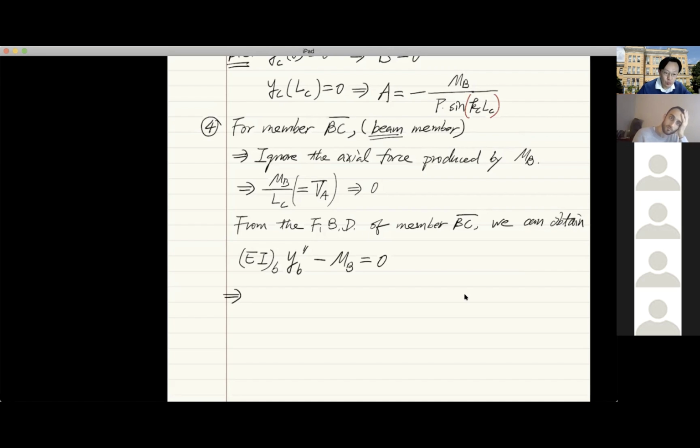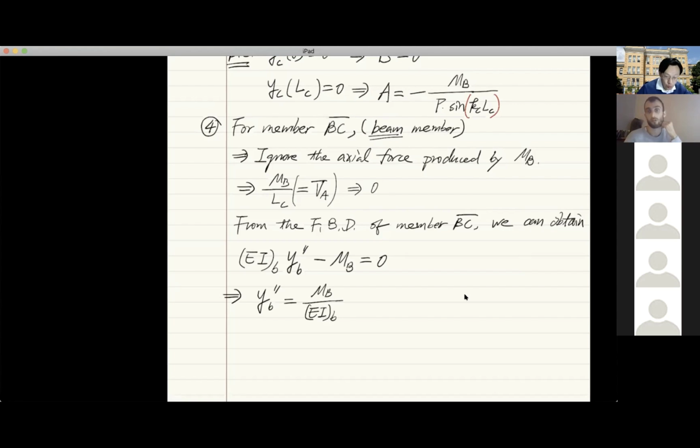And to go further, we will have to divide everything by EIB. So this will become EIB double prime. And there's no Y term in here. So this would simply just become MB over EIB in here. Like this.